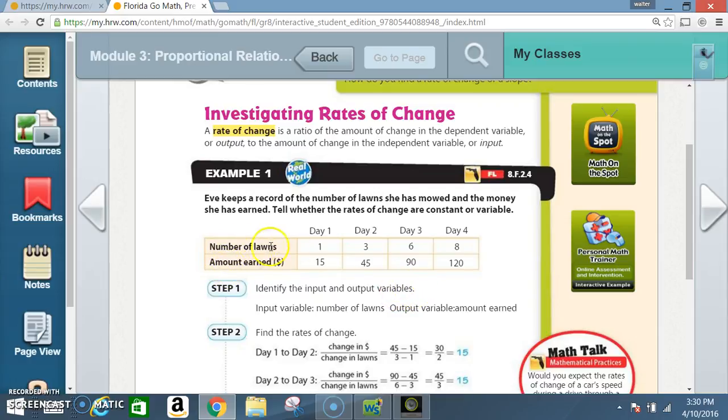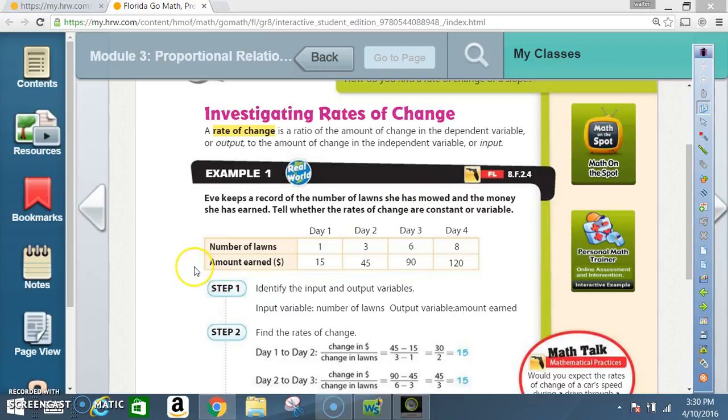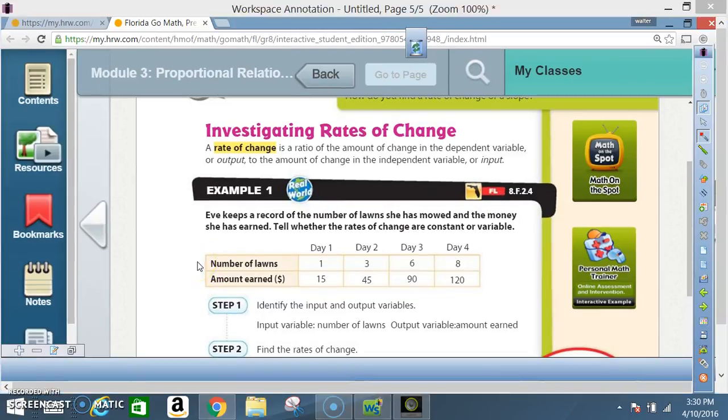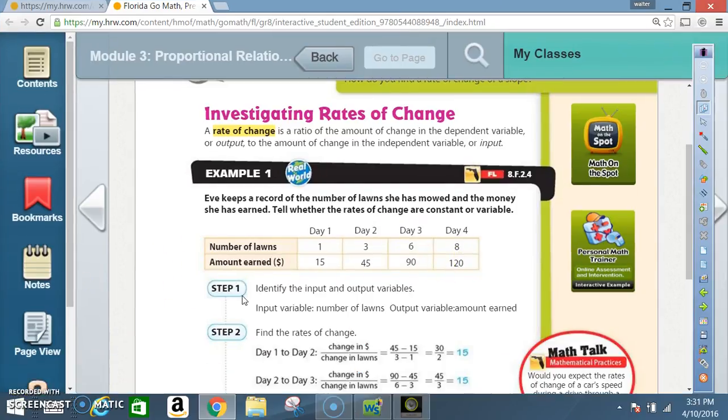The input is the number of lawns, that's your input variable. That's X. The output is the amount she earned. That's going to be your Y values. So once again, X is input and Y is your output. Input variable, number of lawns. Output variable, the amount she earned.